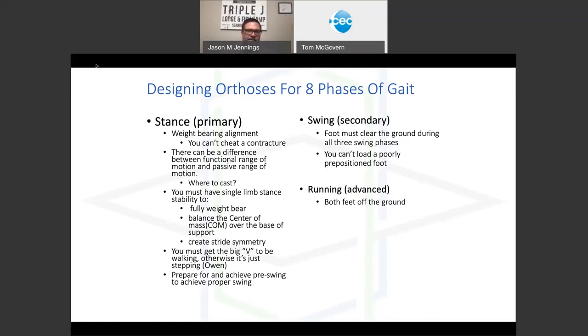And then understanding the difference between the functional range of motion and the passive range of motion, specifically in your spastic patients. Like I said earlier, if you over dorsiflex your patient, you might be limiting knee extension. So you're actually causing a problem. So where is it that we cast these patients?